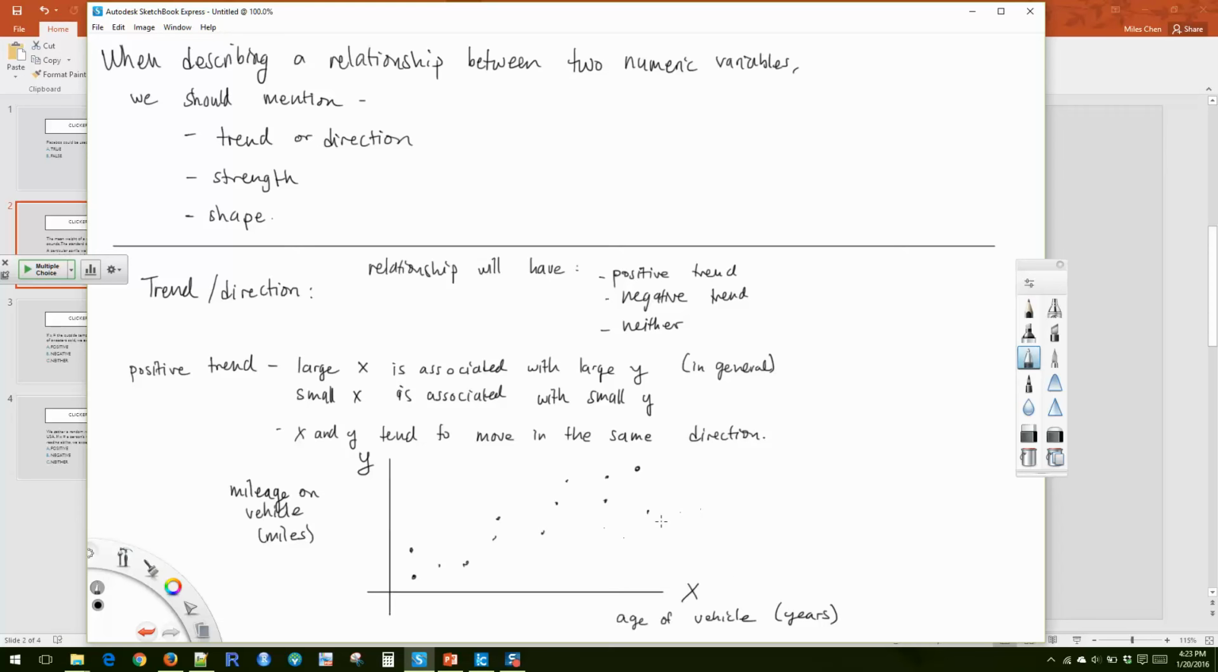If we were to look at different vehicles on some car lot, not at a dealership, but like a parking lot at a store, generally newer vehicles will have less mileage on them. Older vehicles will have more. Or you can go down Craigslist, see what cars are for sale, and we'll see that kind of trend.